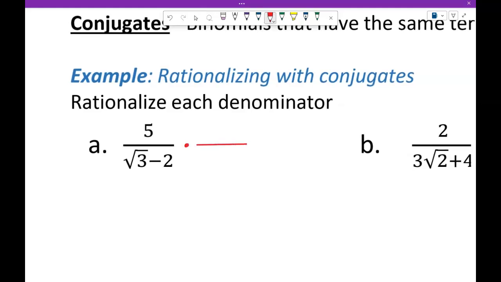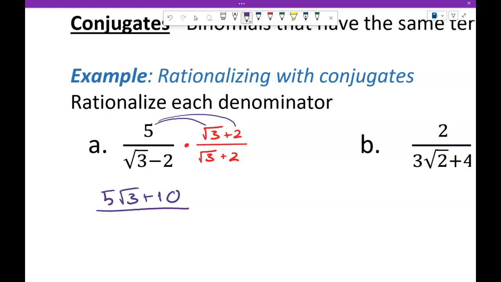So if we have two terms, we multiply by the conjugate. In this case, the conjugate will be the same two terms, but we're adding instead of subtracting. And this entire expression equals 1, so it's not changing the value of the expression. So we'll just apply our distributive property. In our numerator, we get 5 root 3 plus 10. In the denominator, we end up getting the square root of 3 squared, which will simplify, the 2 root 3 and negative 2 root 3, which will cancel out, and then negative 2 squared, which will simplify.